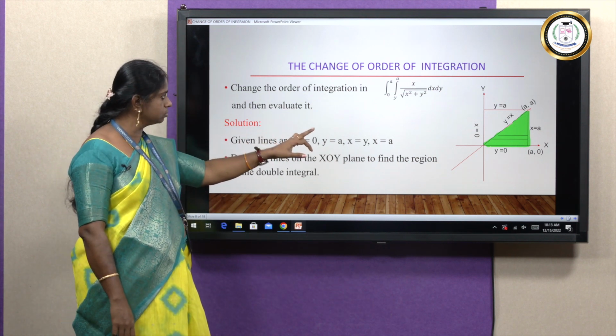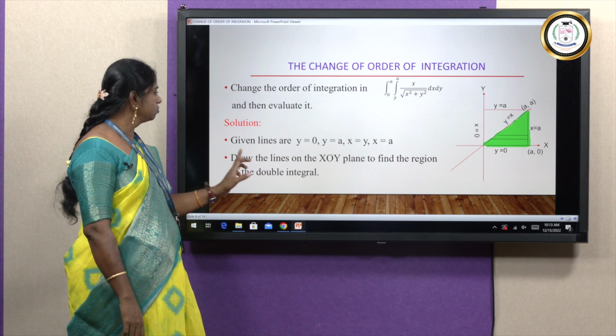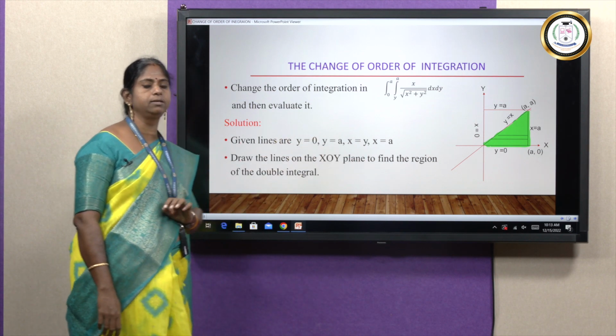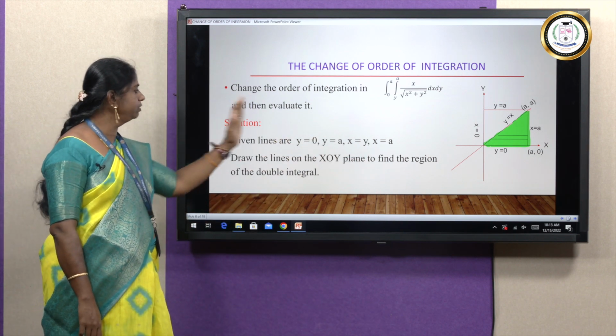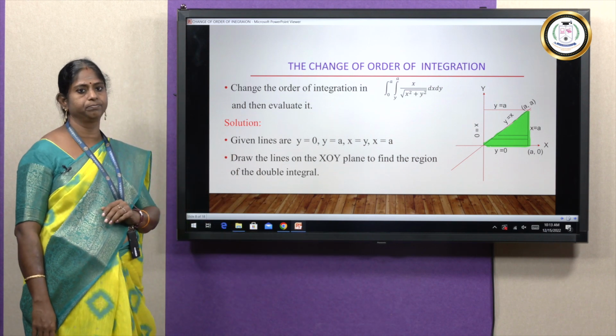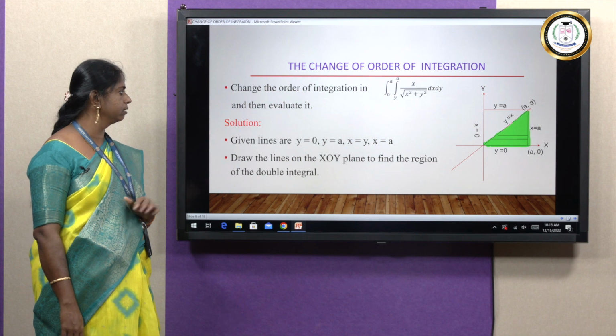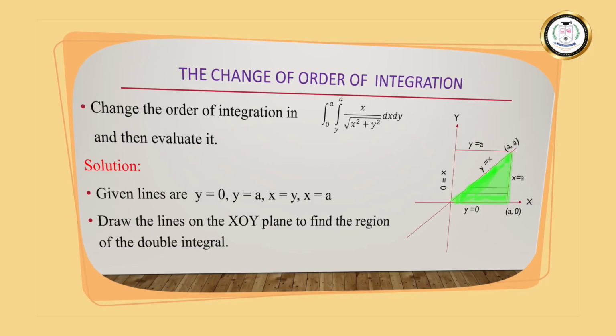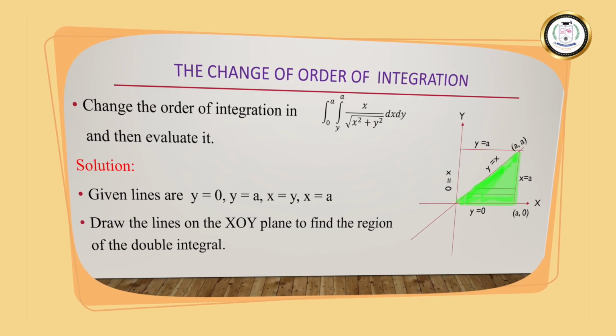Then y equal to 0, y equal to a. So, all are written as equations. Now, from these equations only, I am going to get the limit for y. So, how will I get that? For that, you must draw this region on the XOY plane.